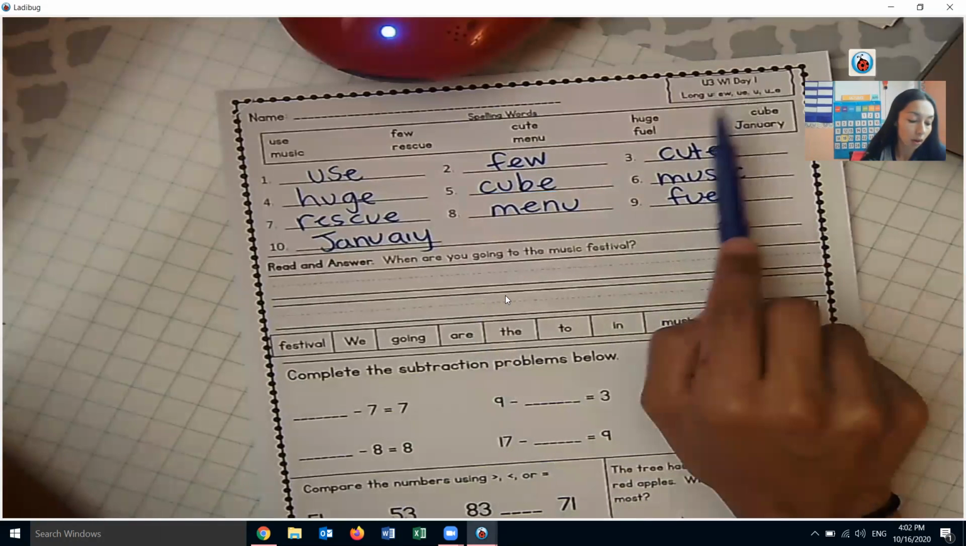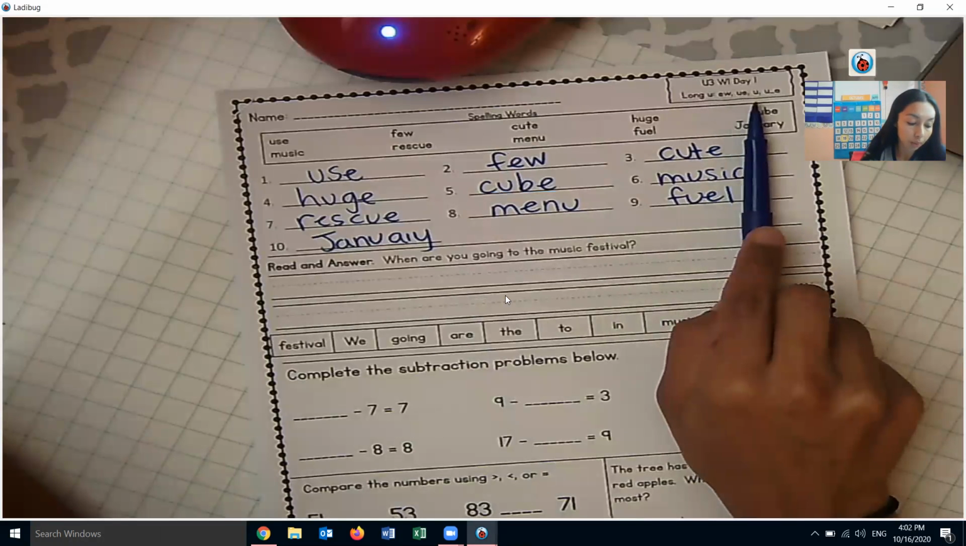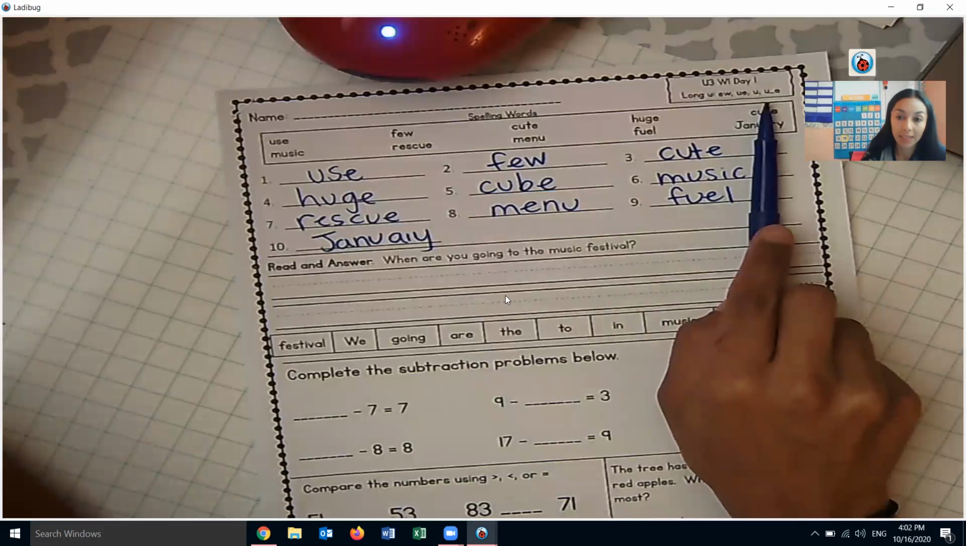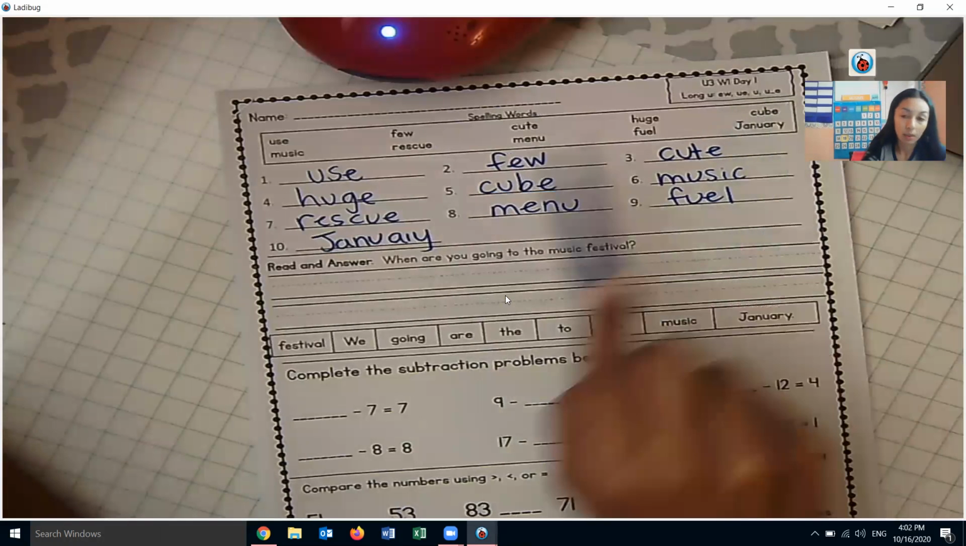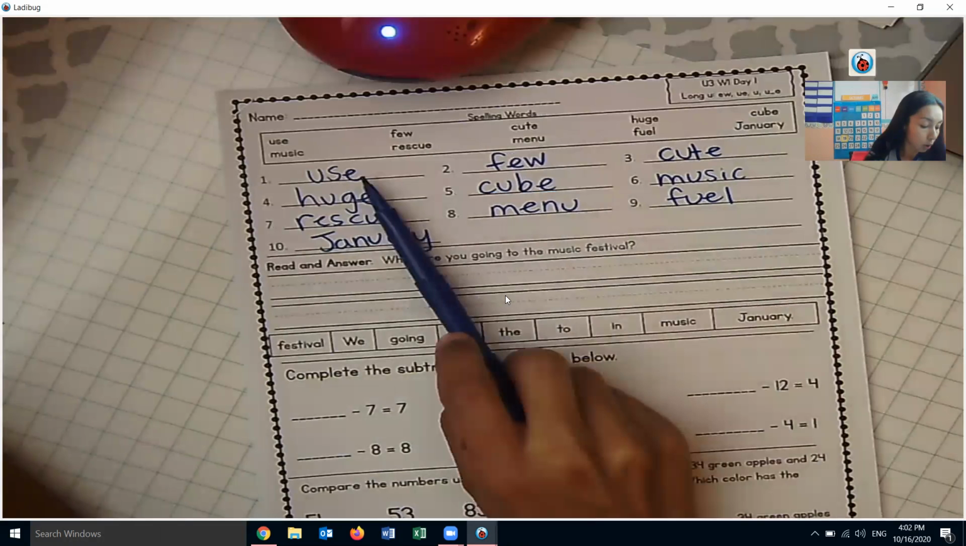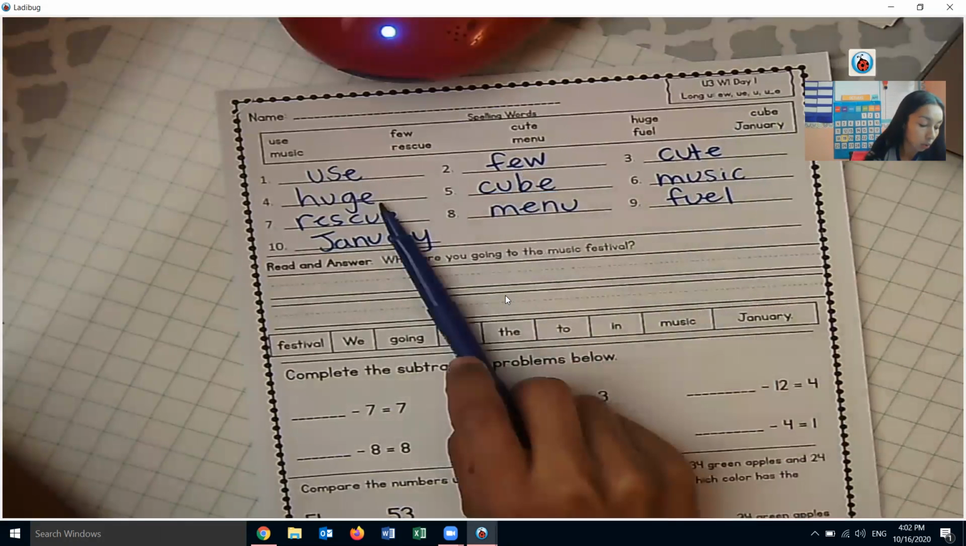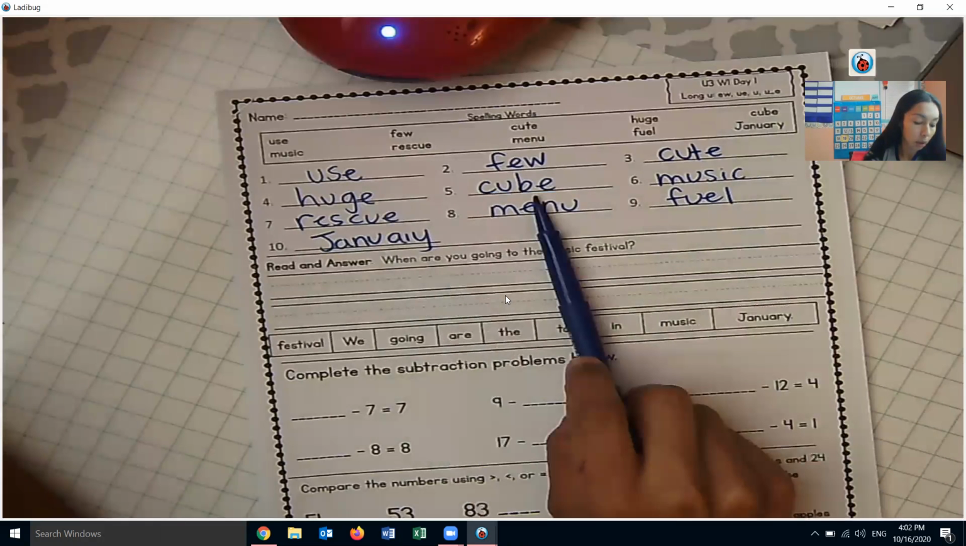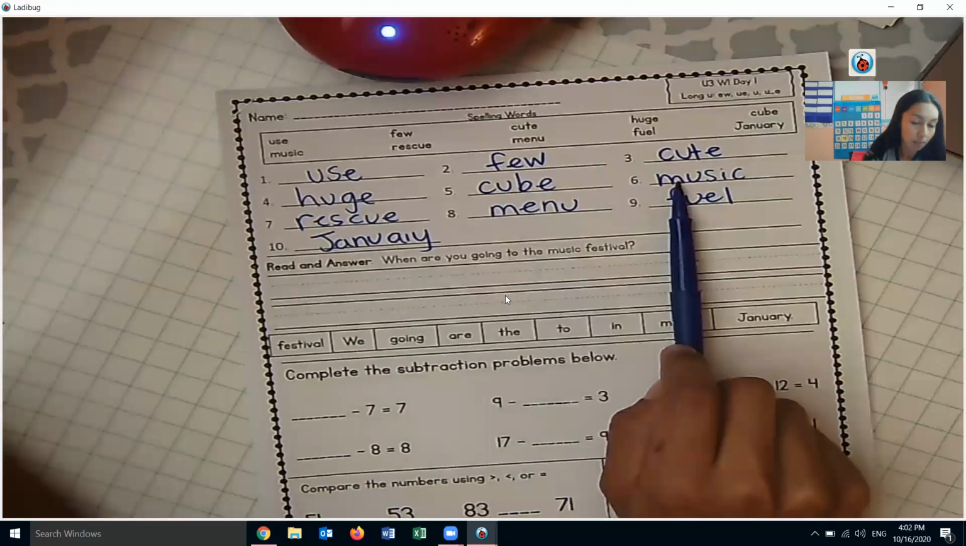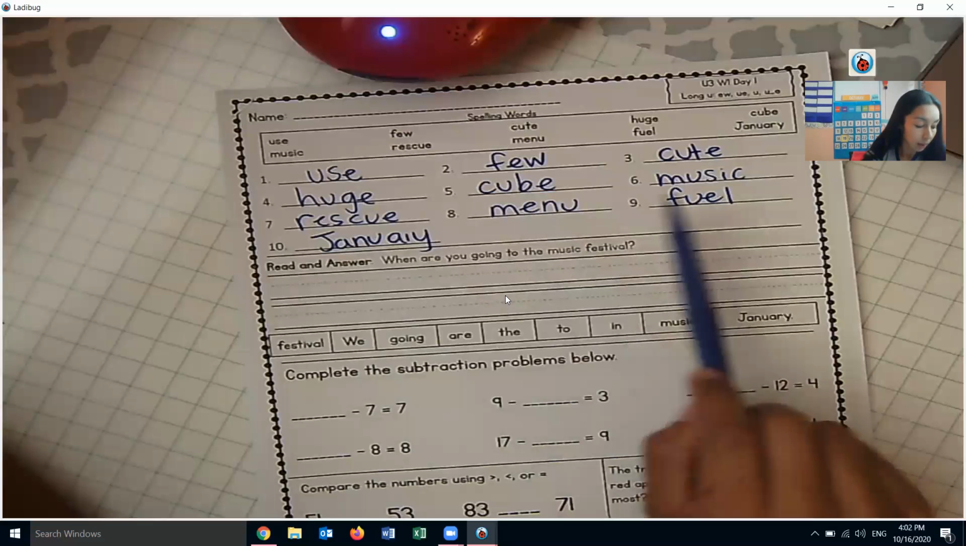This week's words are long U. So EW, UE, U, some letter, and E is our pattern. We have the spelling words use, few, cute, huge, cube, music, rescue, menu, fuel, January.